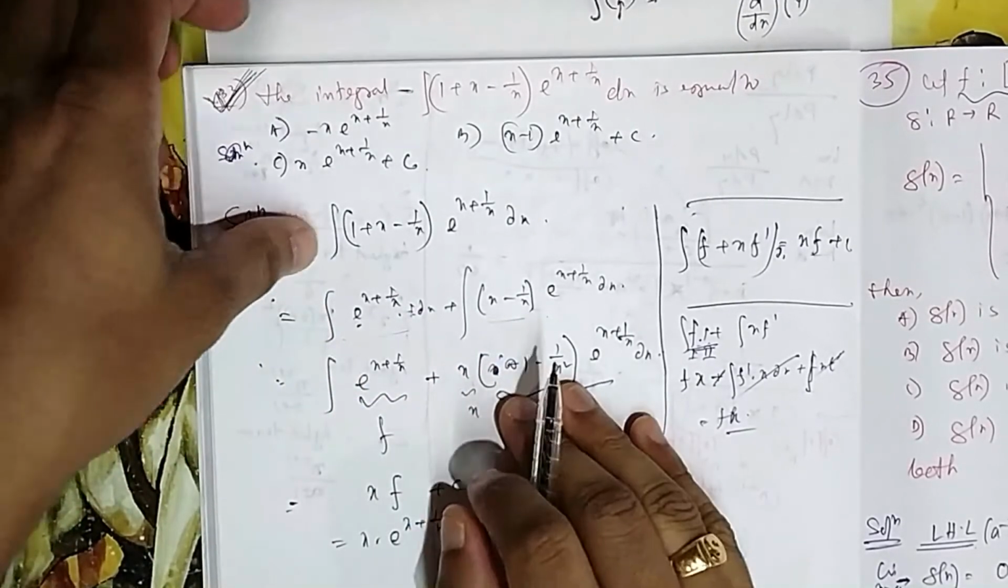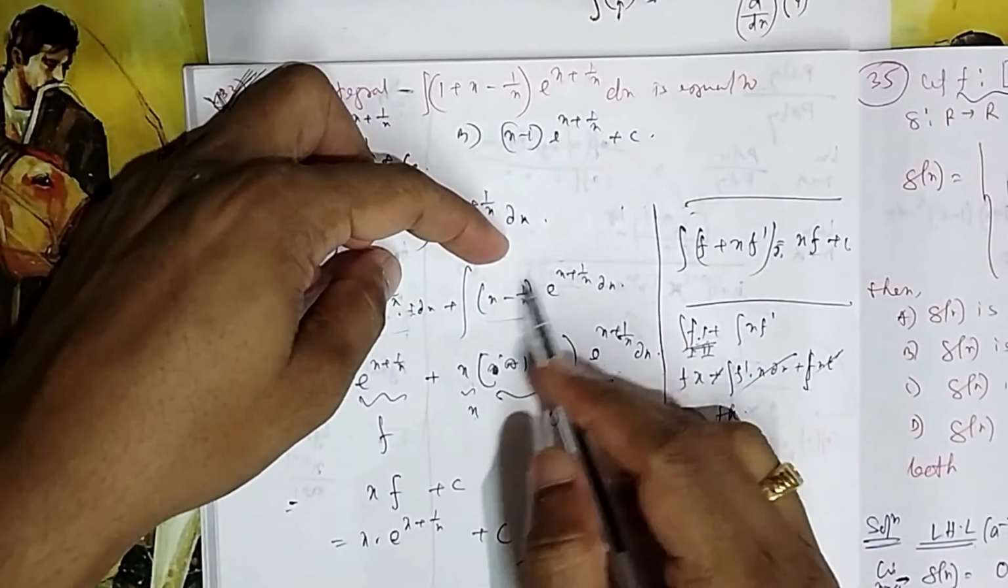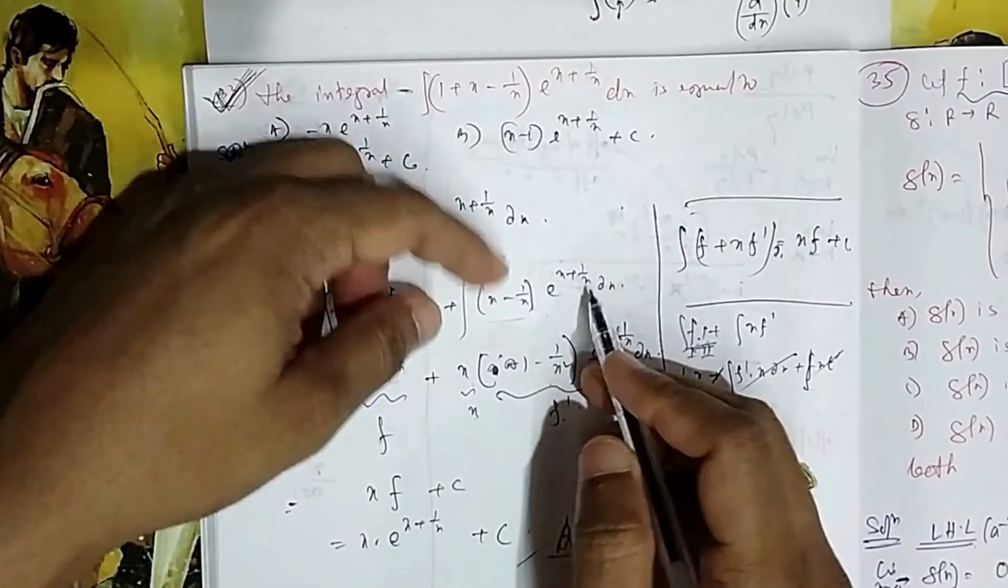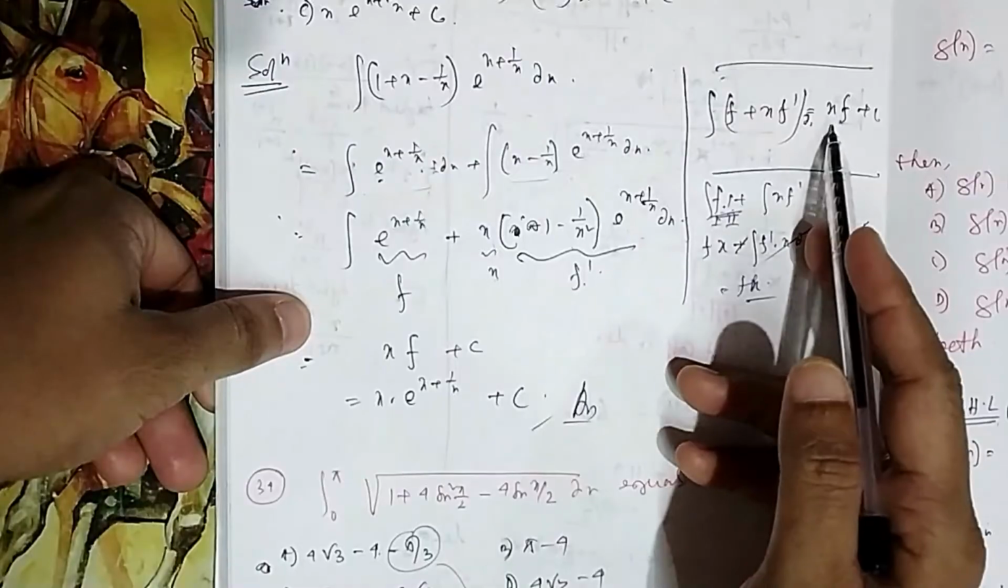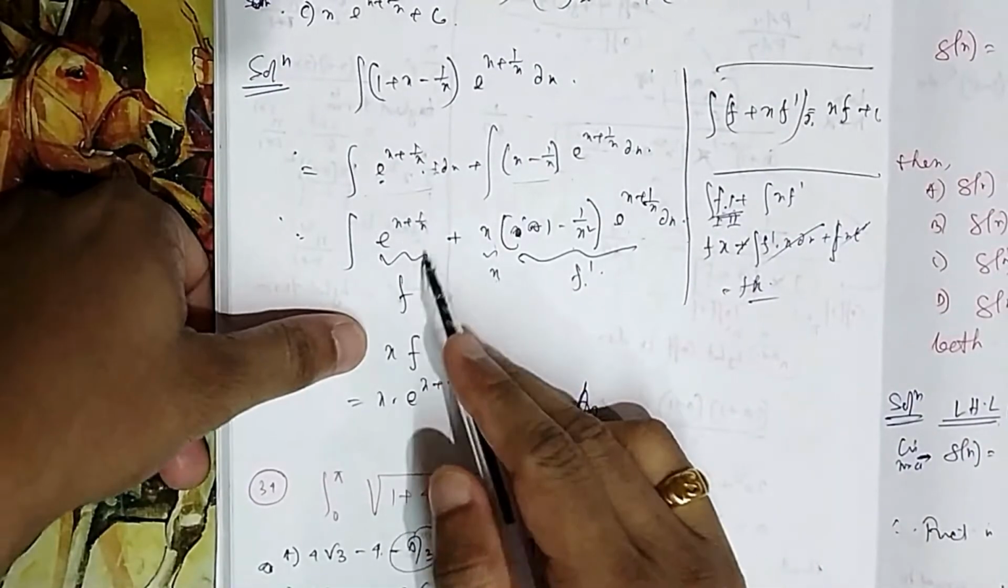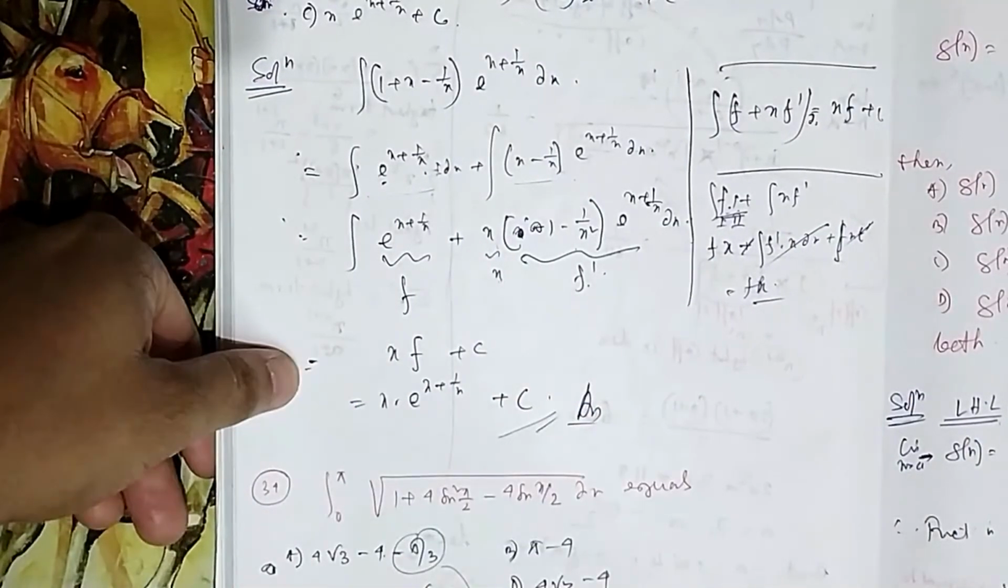Or if you are confused with this, you keep it as it is. You split this one, you open this one by parts. You will find one part is cancelling with this one. You can easily see that. So the answer is x into f. So x into f is, I have considered this one. So this is your answer. That is your option C.